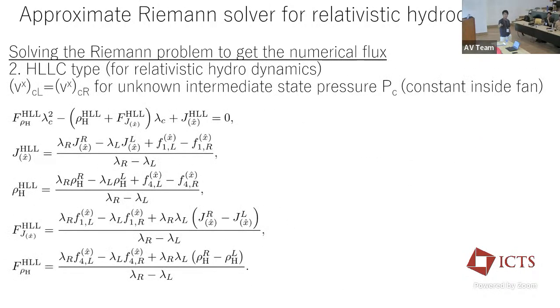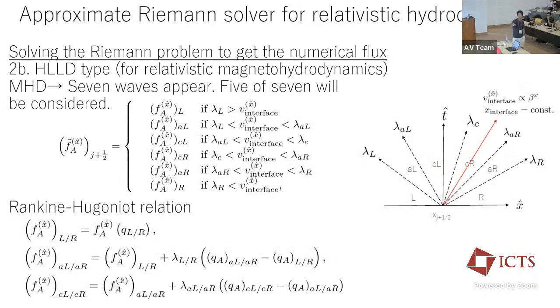The HLL in the magnetohydrodynamics case, I didn't explain at all, but in the MHD case in general, 7 waves appear. For the relativistic hydrodynamics case, you have 3 kinds of waves, but for the MHD case, 7 waves appear. These are the left propagating fast wave, the right propagating fast wave, left and right propagating Alfvén waves, and left and right propagating slow waves, and the contact discontinuity.